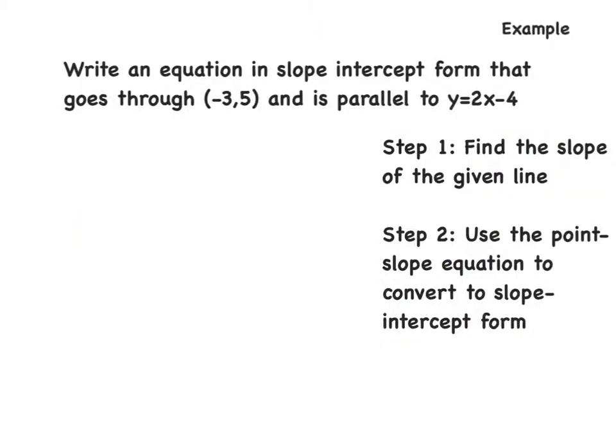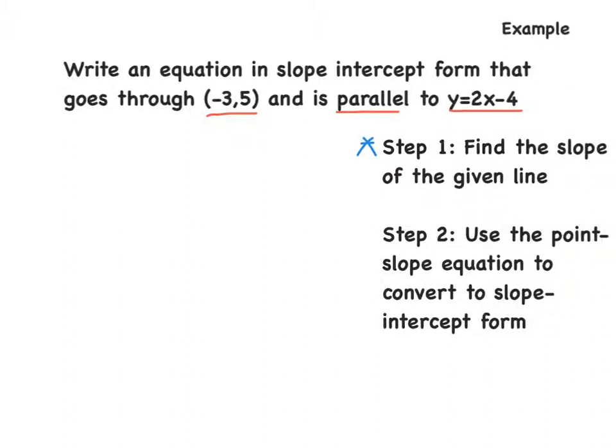So now we have to write an equation in slope-intercept form that goes through the point -3, 5 and is parallel to y equals 2x minus 4. Let's look at the key points. We need a point. It needs to be parallel to this line. So we have two steps for you. Number 1, find the slope of the given line.